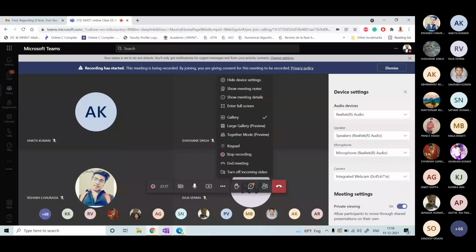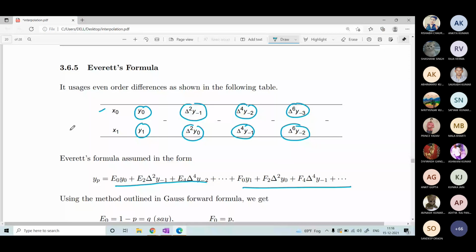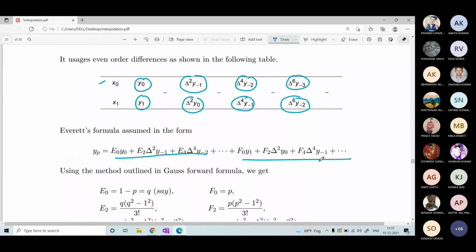So these are the entries you will be considering in Everett's formula. You consider the linear combination of these highlighted, circled elements. So only even order forward differences in the rows y0 and y1. Though the representation of yp in the next line seems infinite, it is not the case. There will be a finite number of elements in the table. So in this representation of yp, you will have to identify the constants, so that the same procedure will be done.